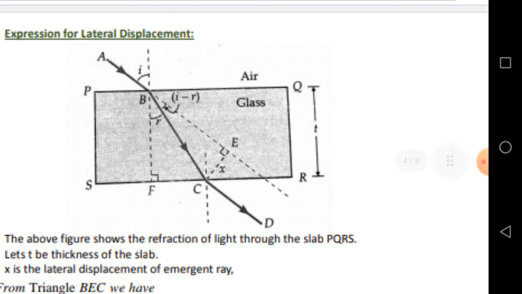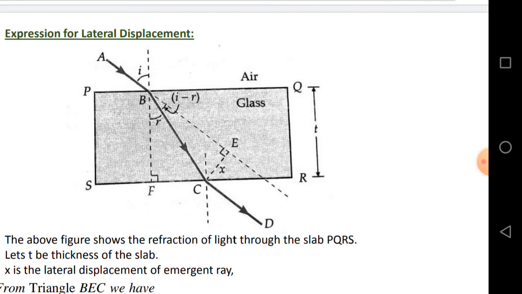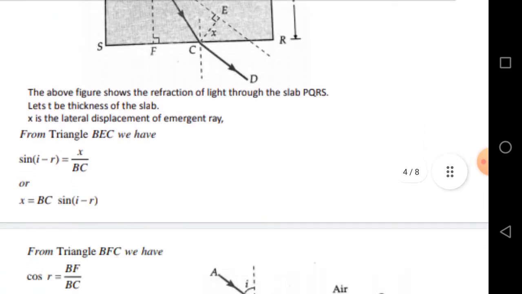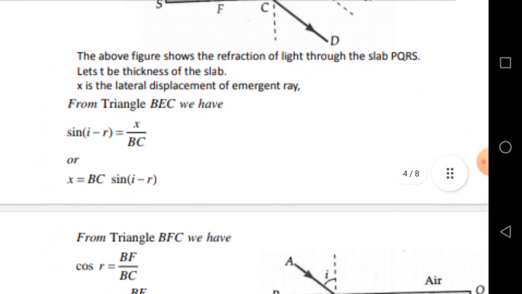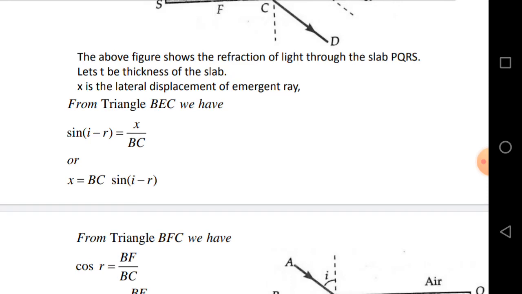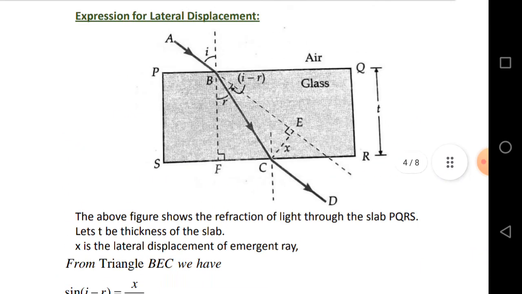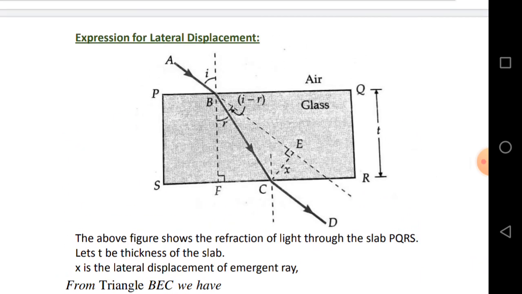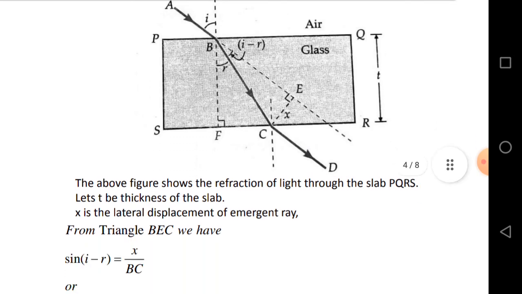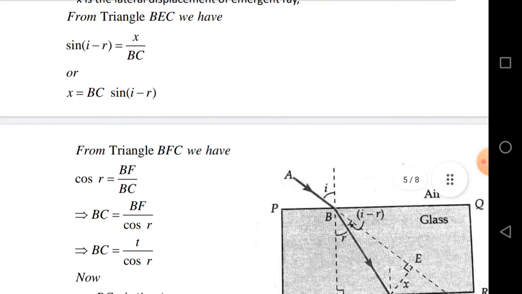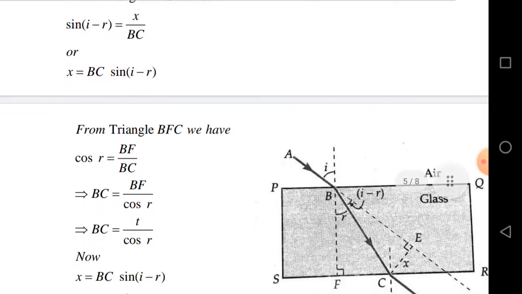In the triangle BEC, sin(i minus r) equals X by BC, or X equals BC sin(i minus r). Then from the triangle BFC, cos r equals BF by BC, or BC equals BF by cos r.